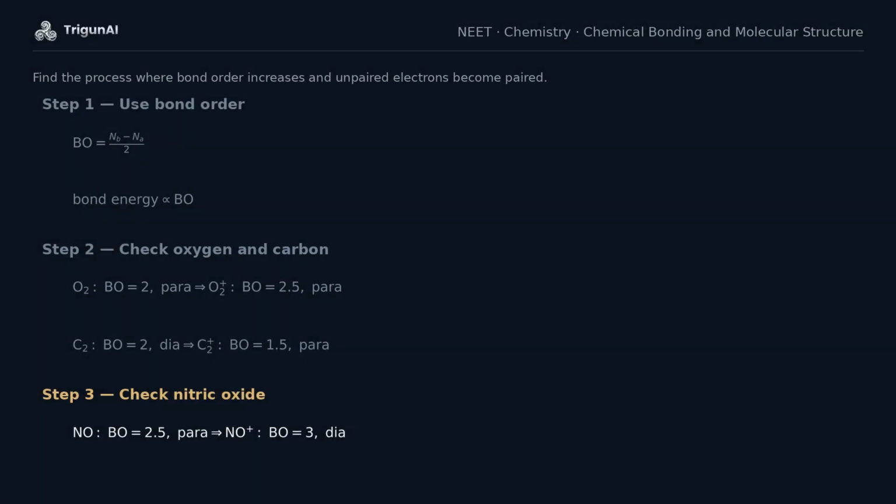Nitric oxide has one unpaired electron in an antibonding orbital. Ionization removes this electron, so bond order rises from 2.5 to 3 and all electrons become paired.